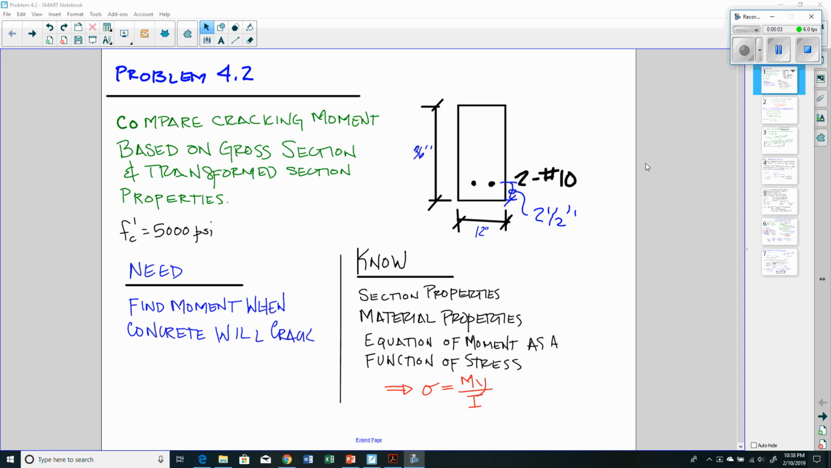Hi, so this example is going to illustrate the cracked moment of inertia for a gross section and a transform section. This is based on problem 4.2, and what you need is to find the moment when the concrete will crack. What we know are the section properties, the material properties, and the equation of moment as a function of stress. So you know that stress is equal to My over I.